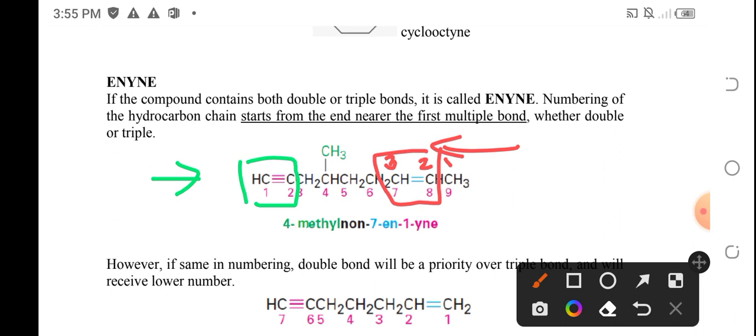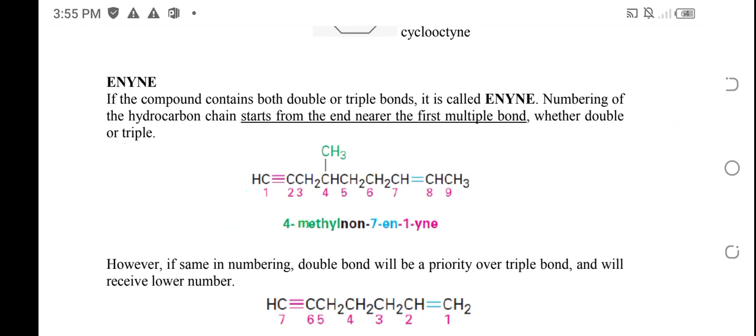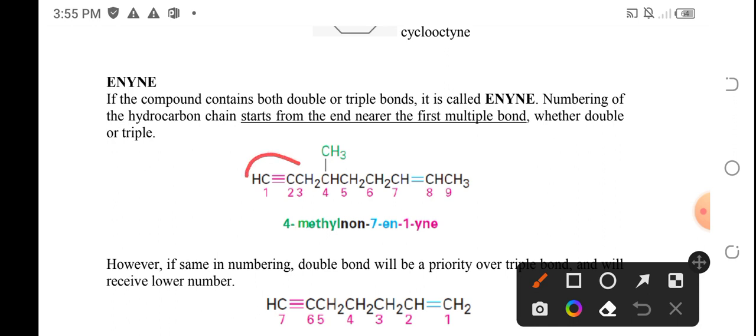Okay? The double bond will be between 2 and 3. Okay? So, ipa-prioritize natin, syempre, yung lowest number or the end nearer to the first multiple bond. So, that would be number it from left to right, okay, and not the other way around. Okay, so from this, the triple bond ay between 1 and 2. Pero hindi na natin kasi nilalagay yung 2, di ba?